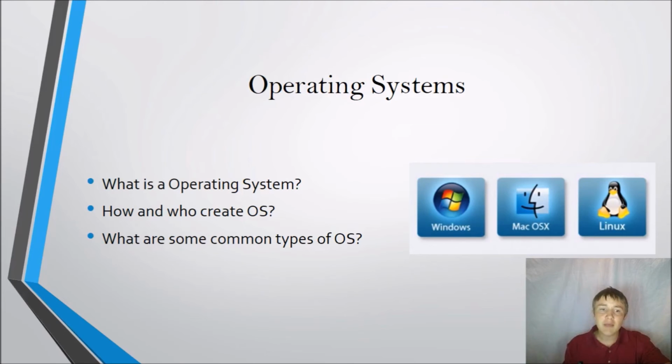How and who creates the operating system? Well, coders write code for the BIOS to read and distribute it out. It tells the motherboard, which tells the CPU to carry out the function. And what are some common types of operating systems? Well, the three most common ones are Windows, Mac, and Linux. And Linux is actually also the same thing as Android.